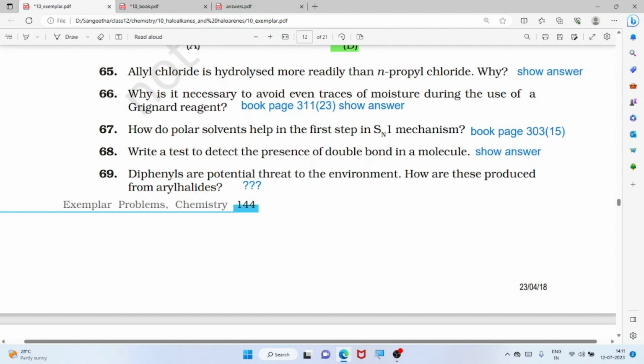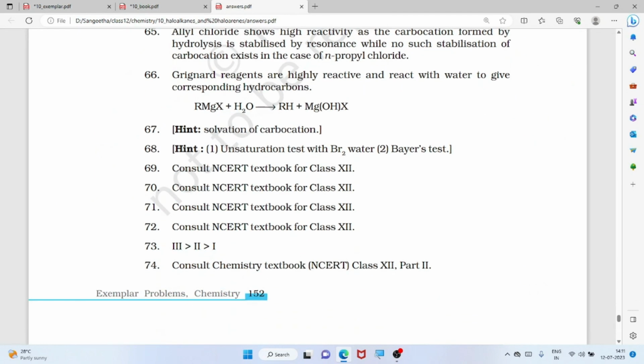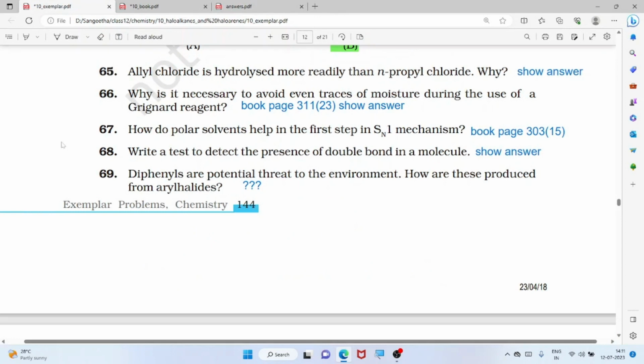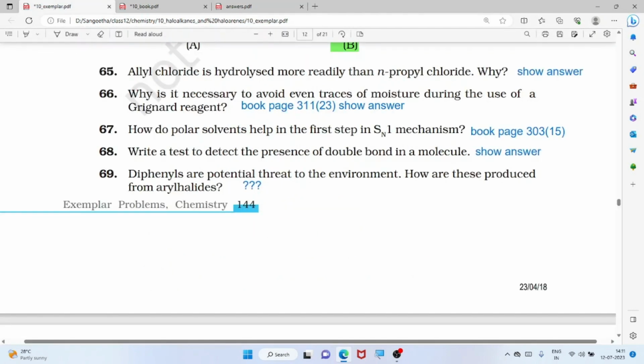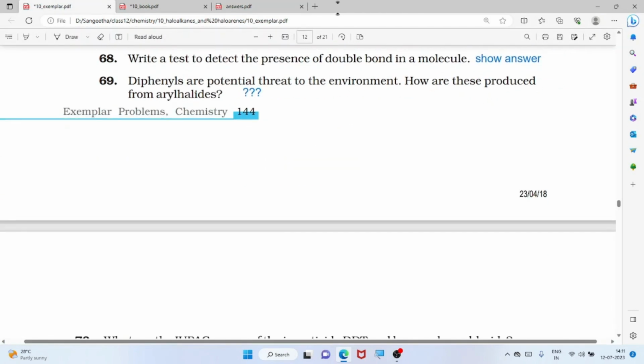Write the test to detect the double bond in the molecule. Question 68. So you can go through this test on the net. The potential threat to the environment and how these are produced from the alkyl halides. So you can go through the net. Question 69. Maybe on the net you can search.